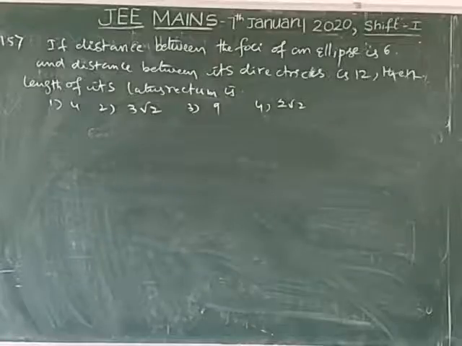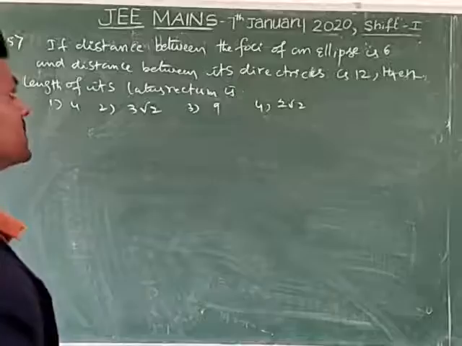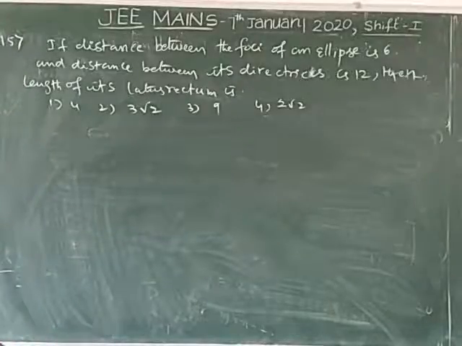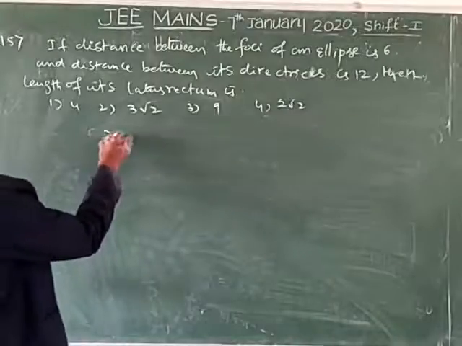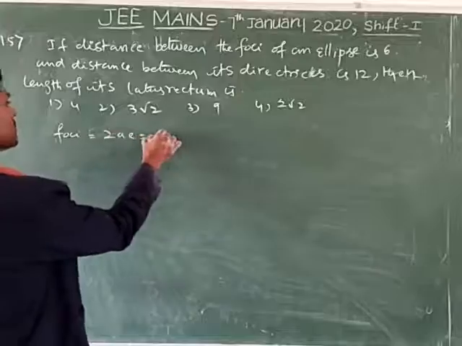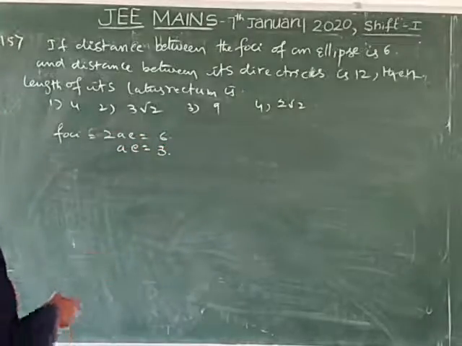Next problem: if the distance between the foci of an ellipse is 6 and the distance between its directrices is 12, then the length of its latus rectum is. Here the distance between the foci is 2AE equal to 6, so AE is equal to 3.